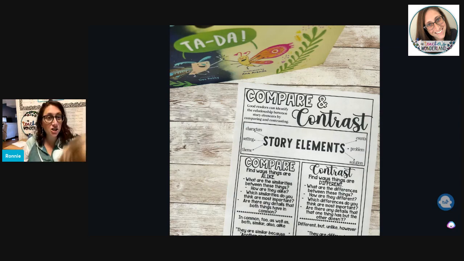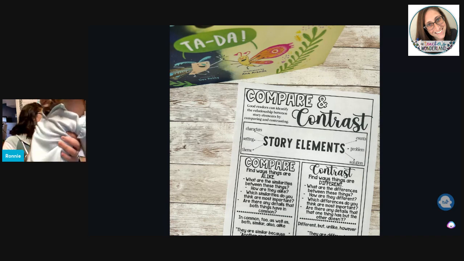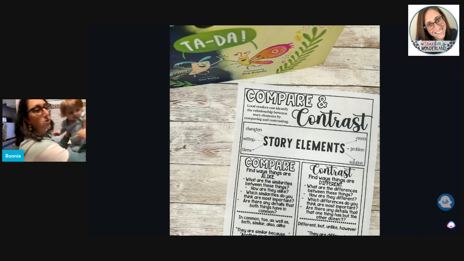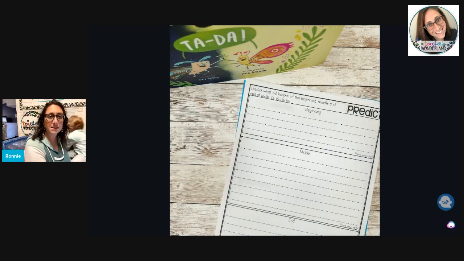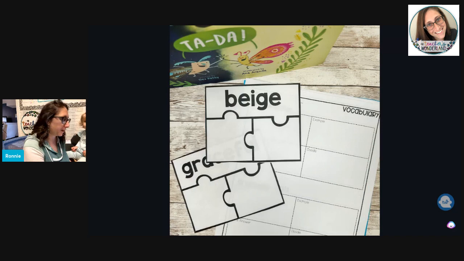Here is the anchor chart that I use in my classroom for compare and contrast. Okay, I guess she's going right here. For compare and contrast, this is the anchor chart that I use, and I'm able to show my students the key words, the symbols, and different little pieces in there. At the beginning of the book, I always have my students predict, or if it's a nonfiction book, I will have them do a KWL. So it's either way that you want to do this, but that's my predict paper.